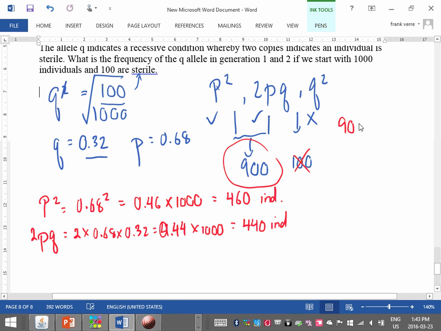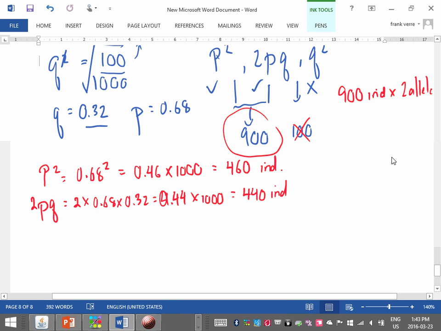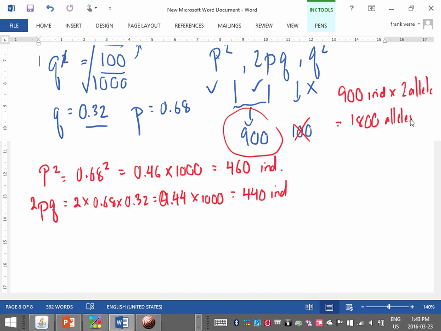It would be 900 individuals times 2 alleles each per individual. 2 alleles. That would be 1,800 alleles. Only 1,800 alleles are going to be represented because, remember, 100 individuals can't reproduce. So we lose 200 alleles in this population. We're done. Can't get to the next generation.